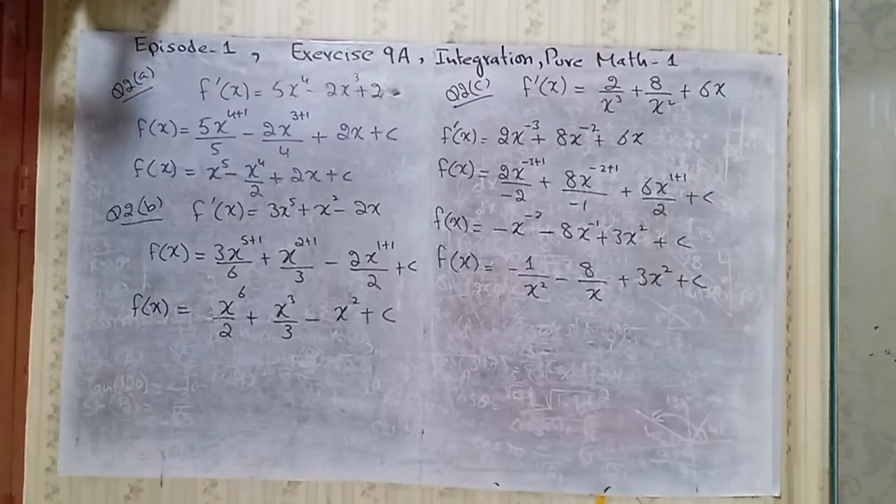Let me check the answer first, since it's always possible that we might make a mistake, and mistakes are normal. The book has 3x squared minus 1 by x squared minus 8 by x plus c. Our answer is right. They have just written the 3x squared first, which is not a problem. This is how you do question number 2, part C. Now we will have question number 2, part D. Let's do that part.